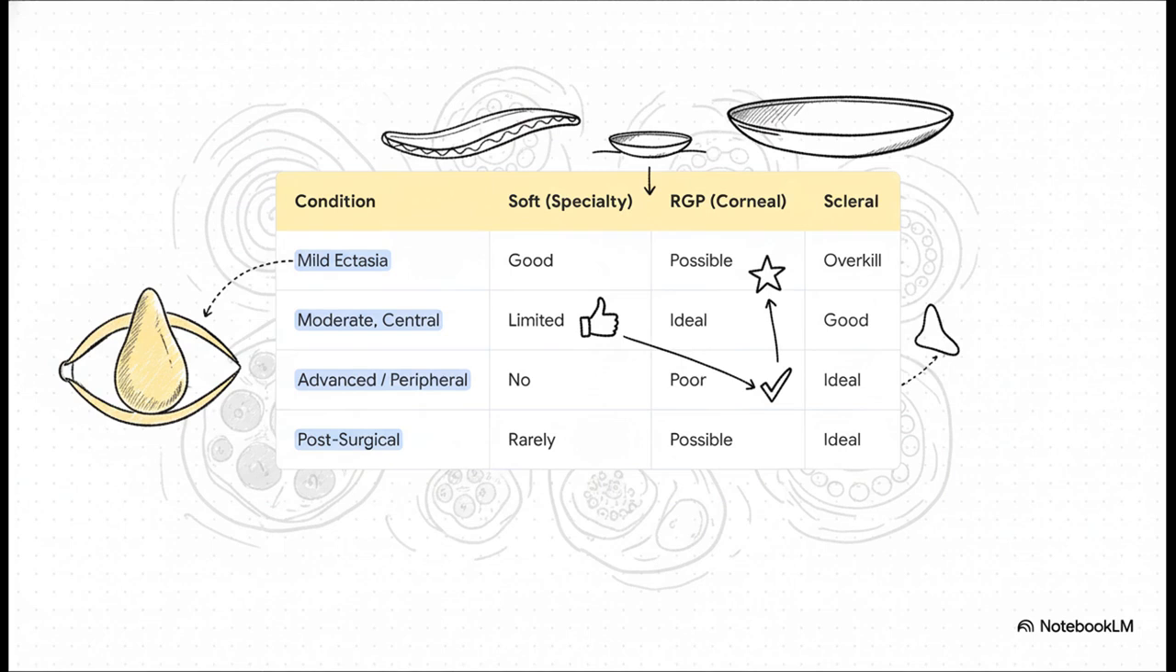And this table here gives you a really clear starting point for that decision. It's not about the brand, it's about physics. For a mild ectasia, a specialty thick, soft lens might be all you need. For a moderate central nipple cone, a corneal RGP is often the perfect choice. But for those advanced, large, or peripheral ectasias, or for complex post-surgical cases, that's when a scleral lens becomes your go-to tool. The cornea dictates the technology we use.